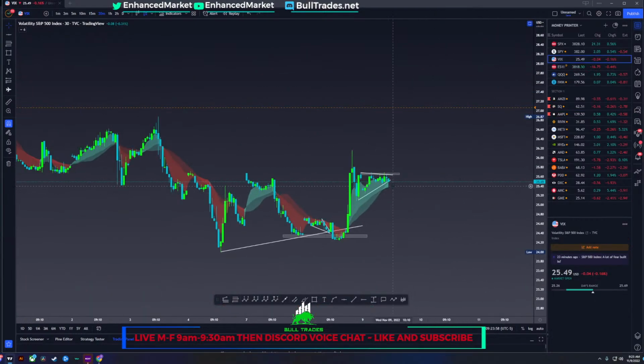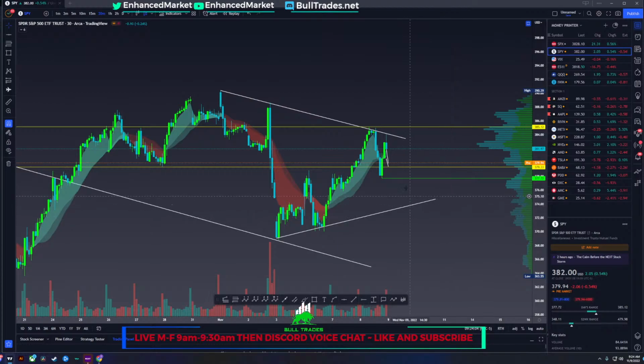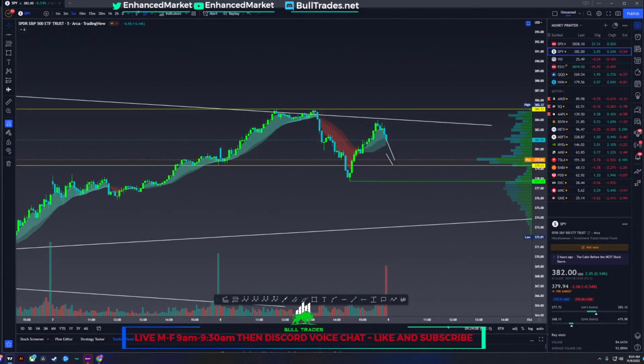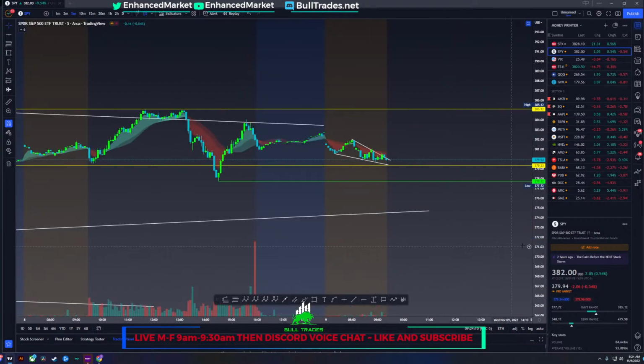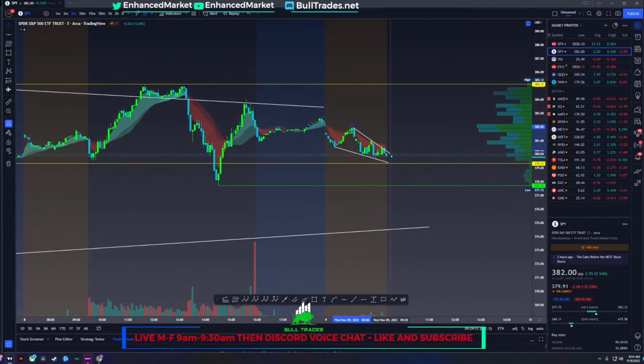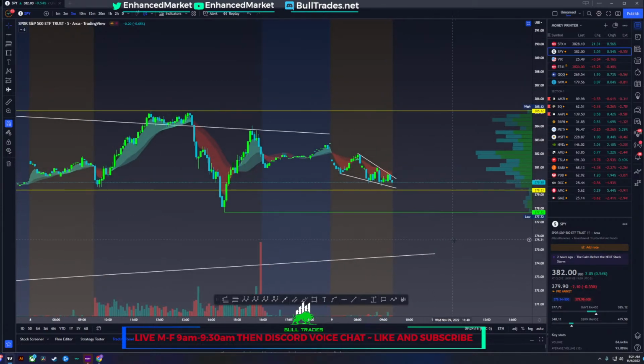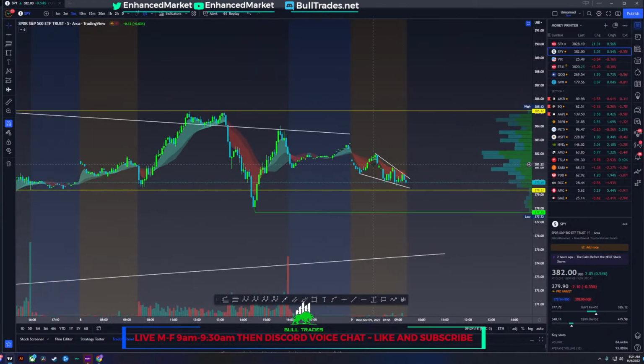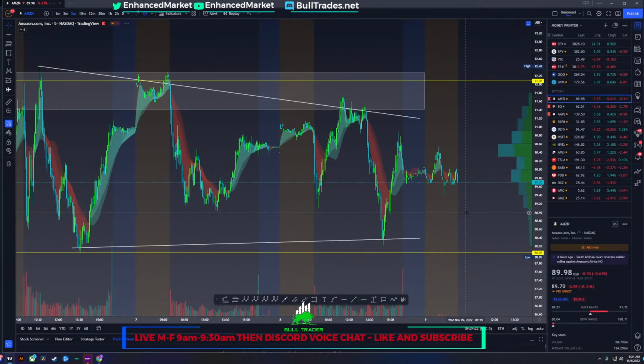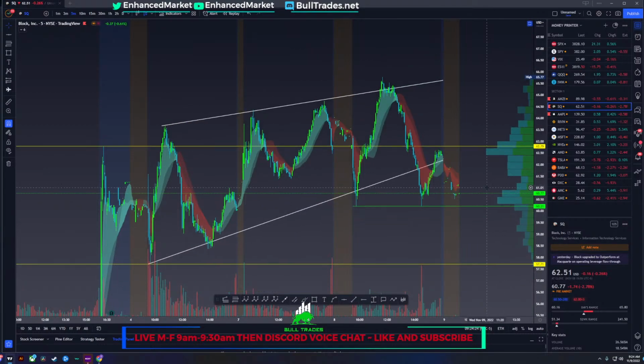Also keep an eye on VIX. It's starting to break down. If it breaks down, I just don't like the risk to reward for calls here, unless this pre-market action breaks out. So of course I'll let you know what I plan on doing. Everything is kind of conflicting with each other. This looks bullish if it breaks out, but all these charts here look pretty bearish.